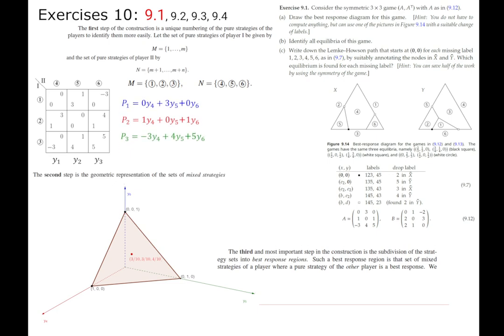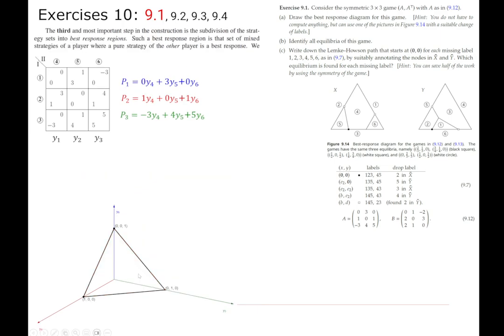So, assuming that player 1 would choose strategy 1, the payoff would be for player 1 0 times y4 plus 3 times y5 plus 0 times y6, and so on for strategy 2 and strategy 3. So the strategies give us possible responses, and then we would have the expected payoffs.